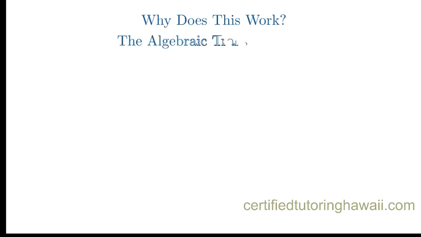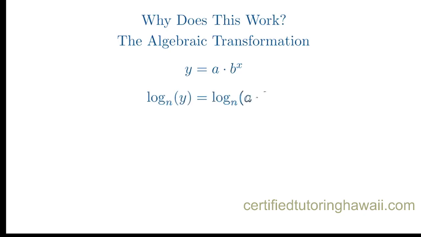So, why does this happen? The answer lies in the properties of logarithms. Let's see the algebraic transformation that makes a semi-log plot work. We start with the general exponential equation, y equals a times b to the x. Now, we'll take the logarithm of both sides. It doesn't matter what base we use for the logarithm, as long as it's consistent.